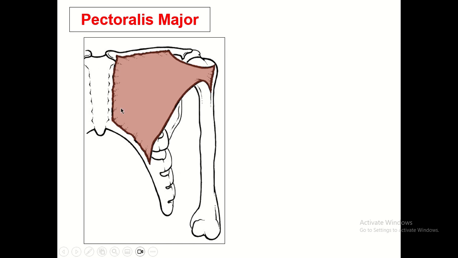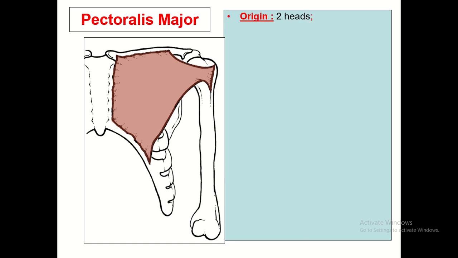So this is your sternum. It originates from here, from the sternum. It originates from the medial half of your clavicle, and then it inserts on the lateral lip of your bicipital groove. Remember, we said when we did the osteology of the humerus, we said we have a bicipital groove that has a floor and two lips. The pectoralis major will be attaching to the lateral lip of your bicipital groove.